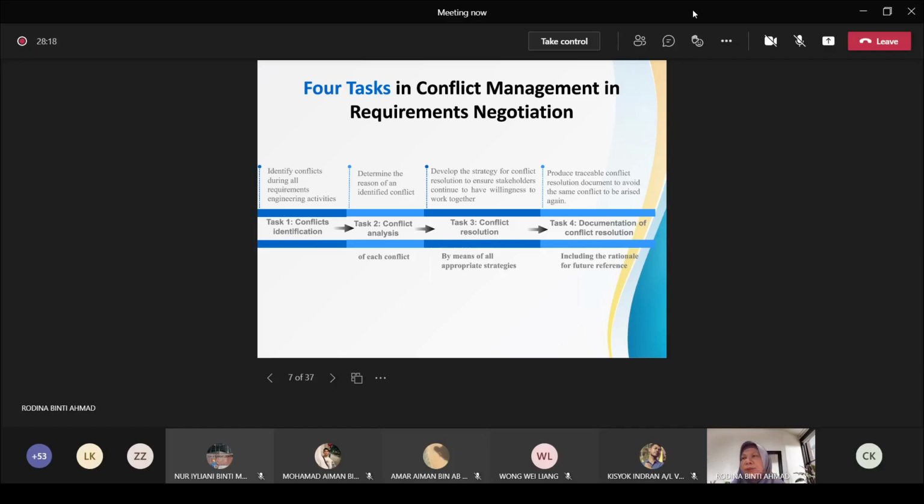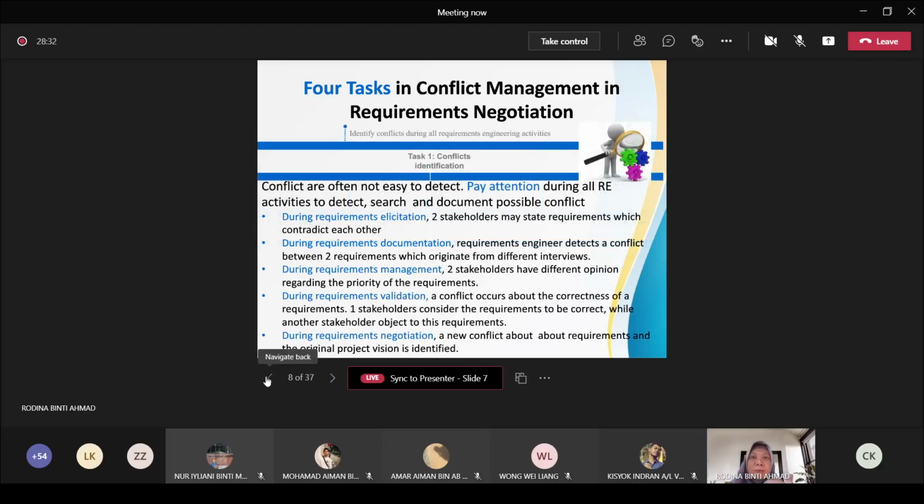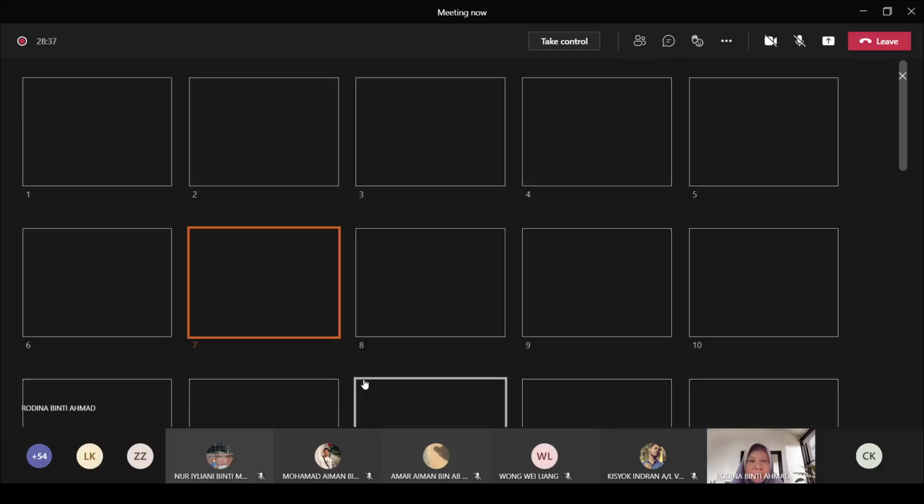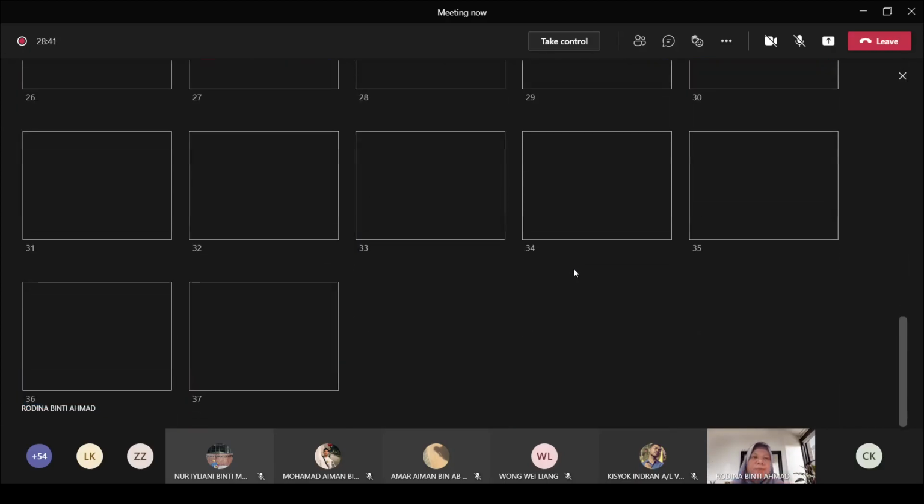This is incorrect. We should have different kinds of requirements. So during validation, where the requirements engineer has already written and specified the requirements and then shows them to the stakeholders to be validated, the stakeholders may have different views, and another stakeholder as well may have a different view. So that can also give rise to conflict.